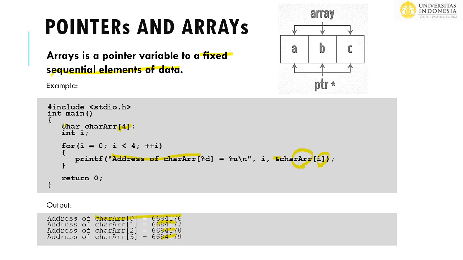For example, here character has 1 byte of size. Then you can see that the integer of character, or the character size, is only 1 byte. Then the address is only increasing 1 by 1. So you can see that 6684176 is the first address, and the second data is located in the 7th address, and the 8th address, and the 9th address respectively. So this is the limitation of the array.